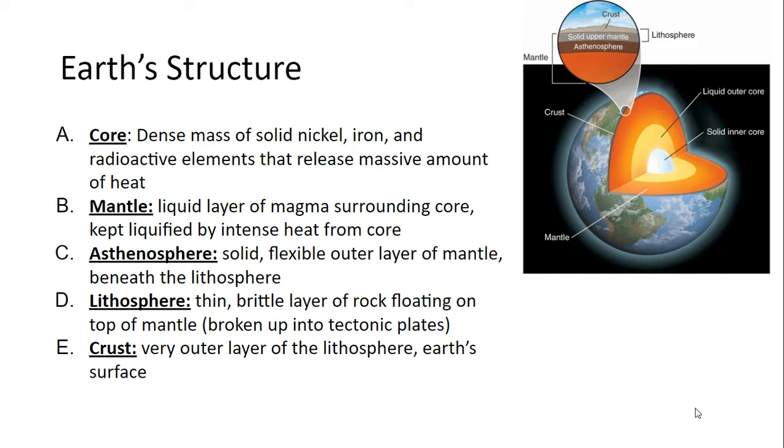Now, followed by what's known as the asthenosphere. This is the solid, more flexible outer layer of that mantle, and this falls right below what the lithosphere would be. The lithosphere is going to be the very thin, brittle layer of rock that kind of floats on top of that mantle. This is what's actually broken up into the tectonic plates that we talk about.